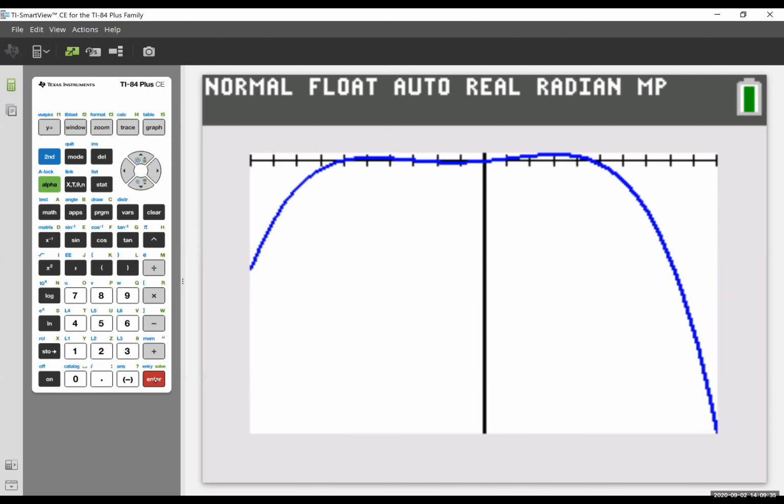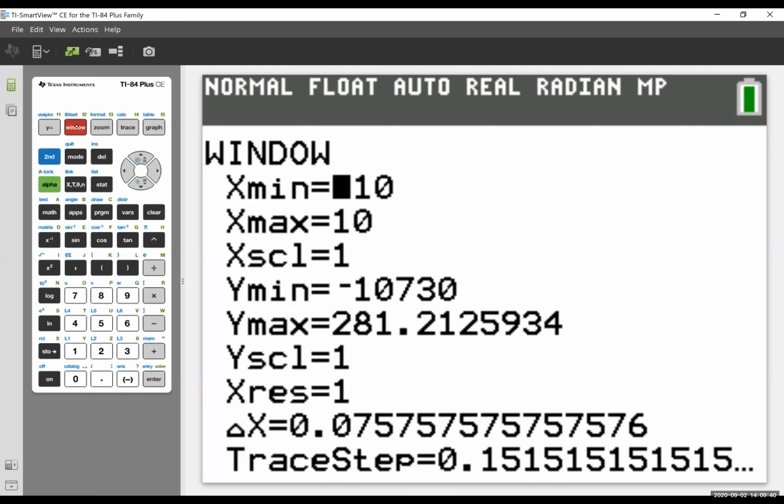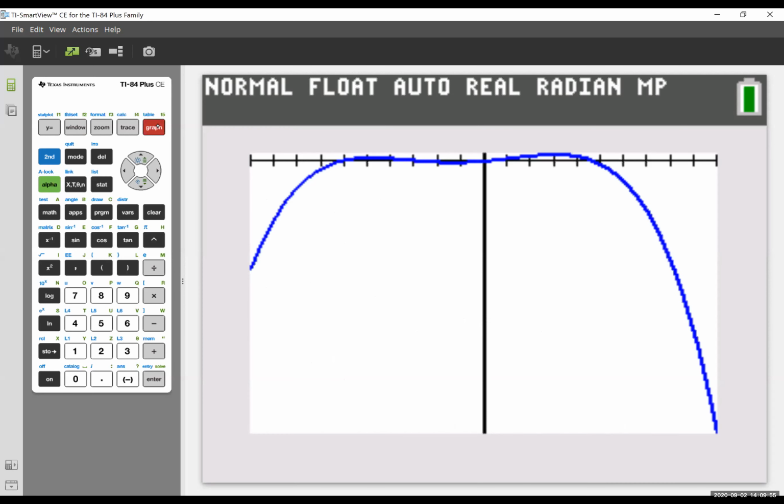So let's go look at our window. Remember, we don't have to widen it out or anything. It's the up and down part that we have to deal with. So if I'm looking at my Y min, wow, it's negative 10,730, and my Y max is about 281. Let me go back and show you one more time: it looks like we're a little bit too open in the lower part of the graph, and maybe we want to open up our upper part of the graph a little more.